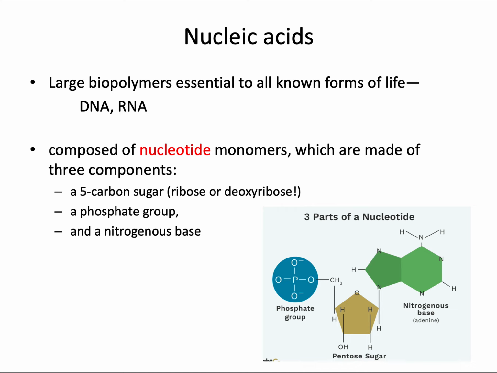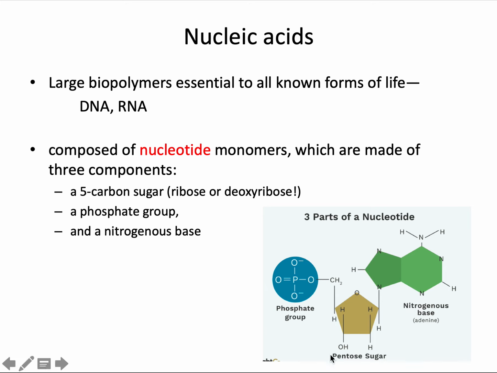Then you have nucleic acids. Nucleic acids are also very large molecules. They are polymers, so they are made up of monomers called nucleotides. Examples are DNA and RNA. A nucleotide, which is the basic unit of a nucleic acid, is made up of three important components.